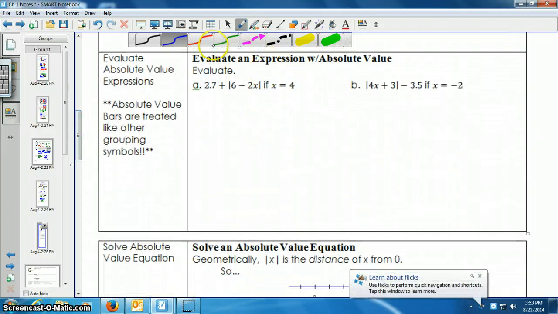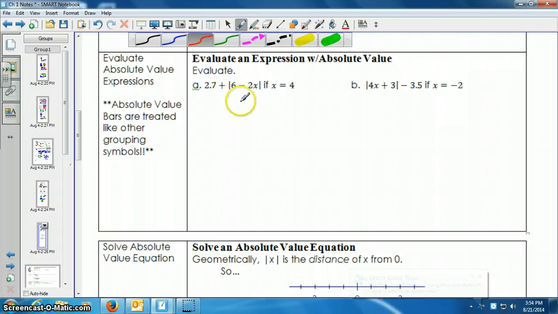All right, so what that has to do with solving equations is we treat the bars like they're grouping symbols. So we're going to go ahead and evaluate, plugging in 4 for x. And we are going to then simplify within those absolute value grouping symbols. So 2 times 4, we do multiplication first, is 8. 6 minus 8 is negative 2.